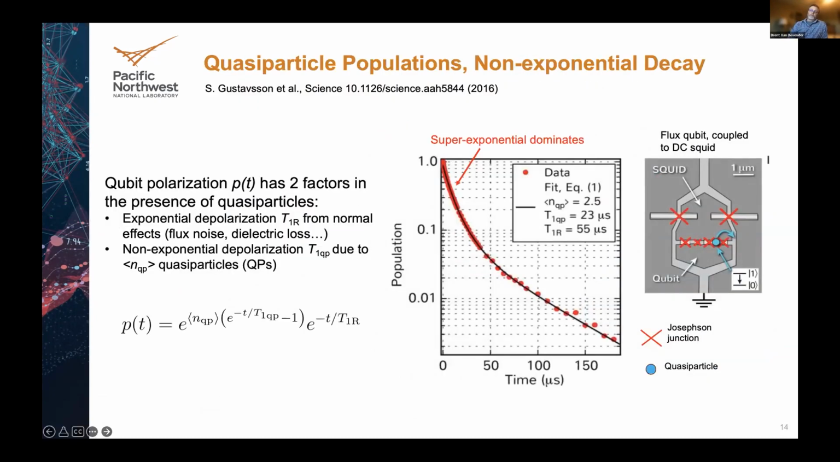Unlike most of the others, quasi-particles have a really particular kind of decoherence. If I write out in detail this polarization factor for a device dominated by quasi-particles, such as the one shown on the right, there are two factors. The rightmost exponential factor, this e to the minus t over T1r, is the normal exponential decoherence from all the other sources. But then the quasi-particles are this super-exponential. If you look closely at the typesetting, that's an e to the minus root t over T1 associated with quasi-particles.